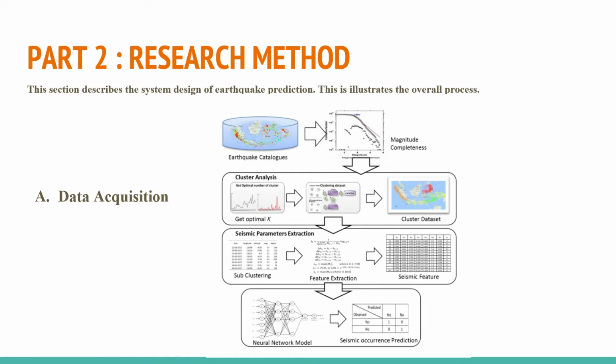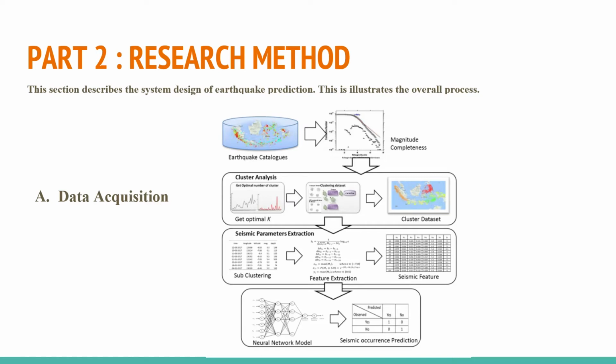Research method. This section describes the system design of earthquake prediction. Figure 1 illustrates the overall process. A. Data acquisition. The earthquake data covers the entire territory of Indonesia, which is the boundary 5.98 north latitude to 11 south latitude, and east longitude 94.12 to 140.98 east longitude.